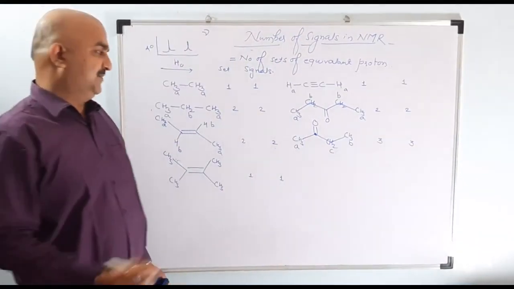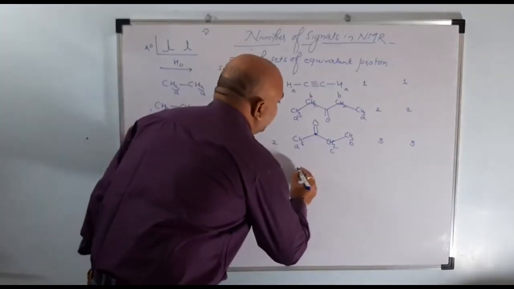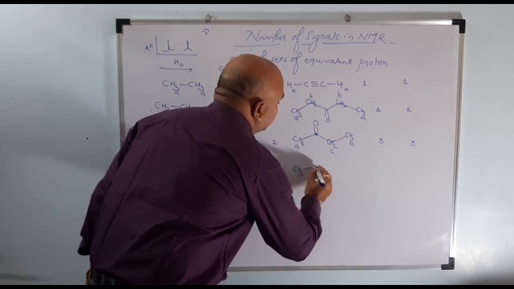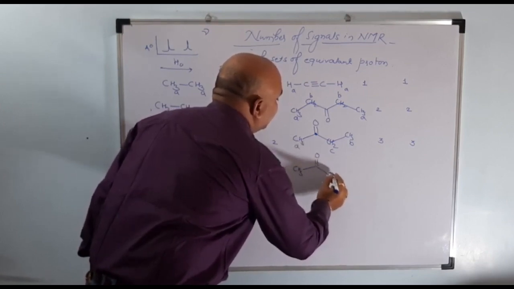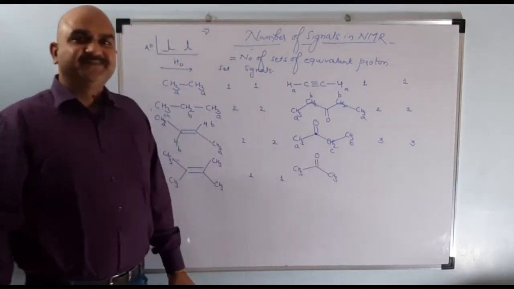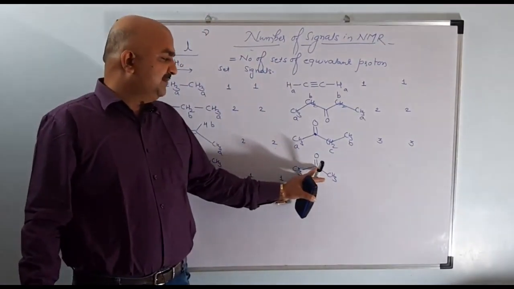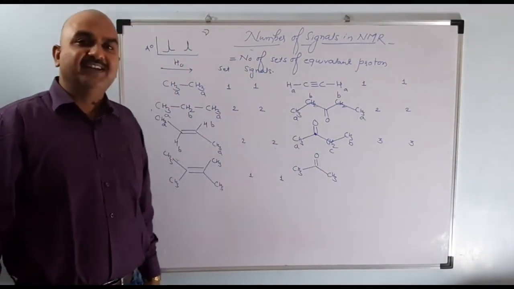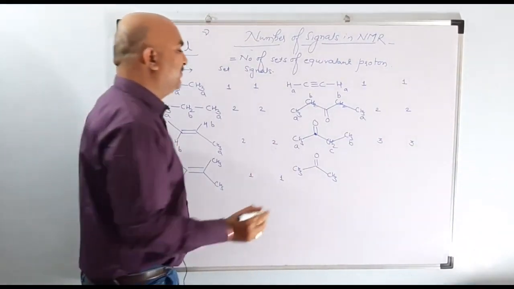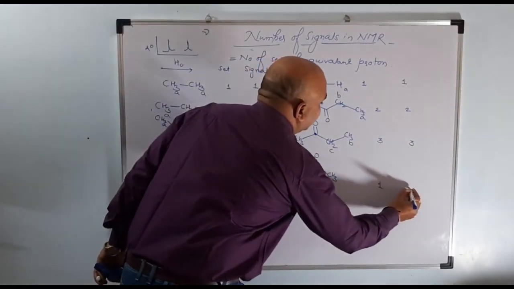Done? Now the next and most important example is acetone. Consider acetone. This CH3 is attached to carbonyl, and this CH3 is also attached to carbonyl. So how many signals are we having? We are having only one signal in NMR.